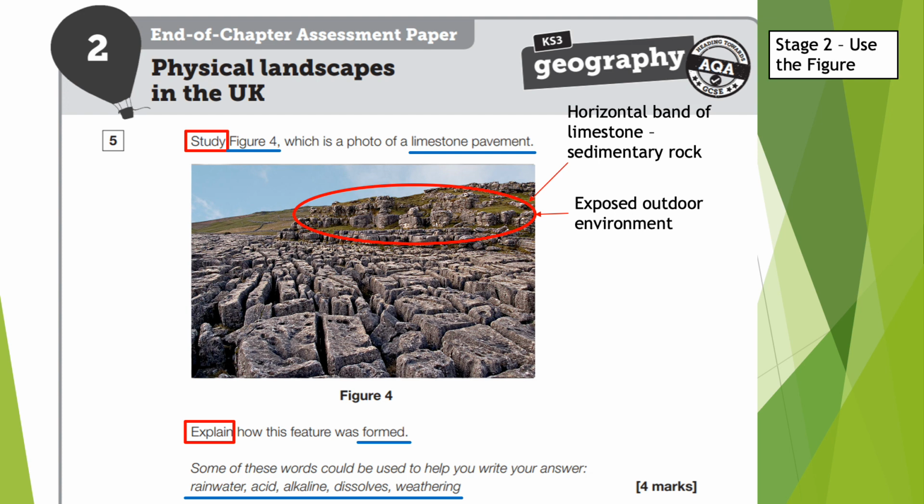The first thing I've done on this figure is I've circled the back there where I can see 2 different things going on. I can see horizontal bands of the limestone rock of this limestone pavement, suggesting to me that this is a sedimentary rock.